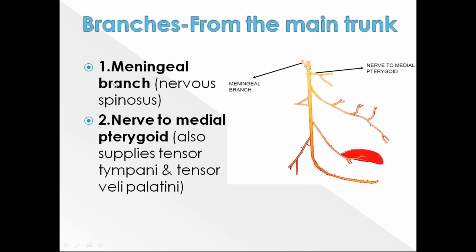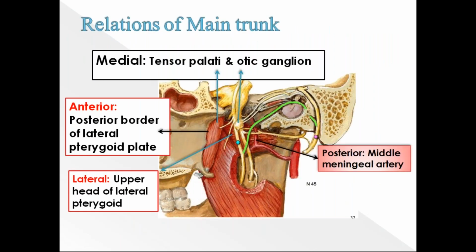It supplies the dura mater of the middle cranial fossa. It enters the middle cranial fossa through the foramen spinosum. That's why it is called nervus spinosus. It is accompanied by the middle meningeal artery. Okay, in the previous picture you can see this is the middle meningeal artery, accompanied by the nervus spinosus, which is a branch from the main trunk.